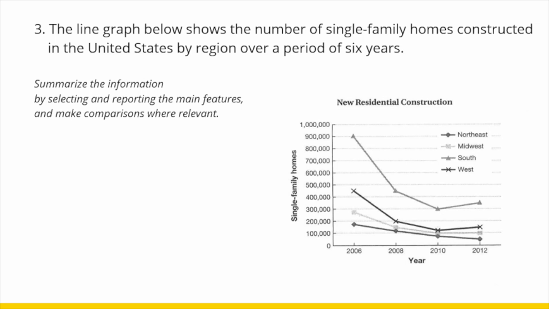And your task is exactly the same that I explained to you earlier: to summarize the information by selecting and reporting the main features and make comparison where relevant. So you are going to compare and discuss the most important details in this graphic. So for example, highest number, lowest number. You can also compare some lines, and as you see, the 2 bottom lines are quite similar, and one of them is actually in 2010.